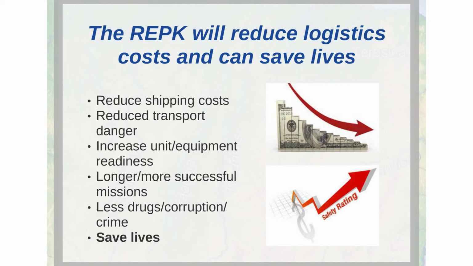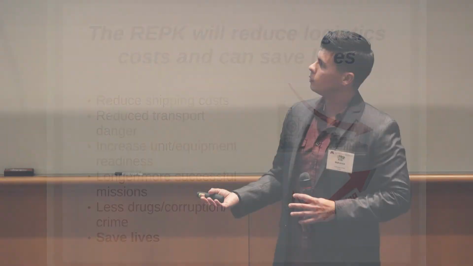Not only with reduction in transport costs, but just increase in unit readiness and really to allow these units to stay out in the field longer to prevent these drugs and all these other consequences from those drugs, the corruption, the violence, and so forth. And then, of course, the ultimate goal is less corruption, and then we can even possibly save lives by just reducing the danger of these logistics runs.